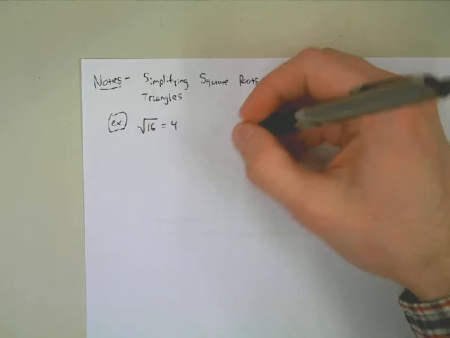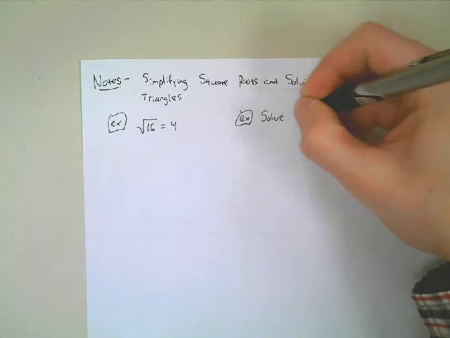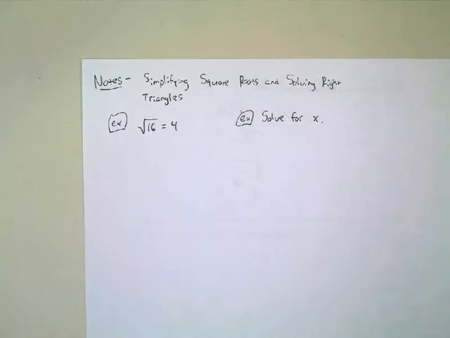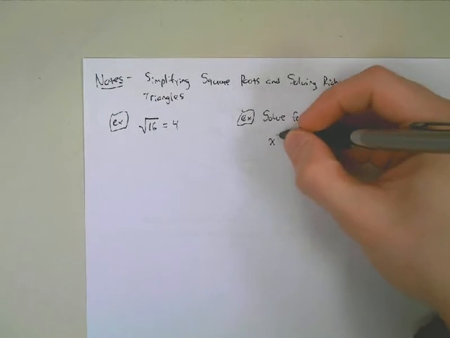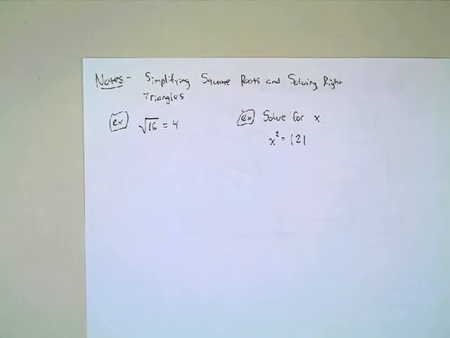Let me just change it up a little bit here. Let's say we want to solve for x, and let's say that I have that x squared is equal to 121. So, yes, x can equal 11. But again, to solve this equation, what do we do? How do you solve this equation? Remember, we want to solve for x.